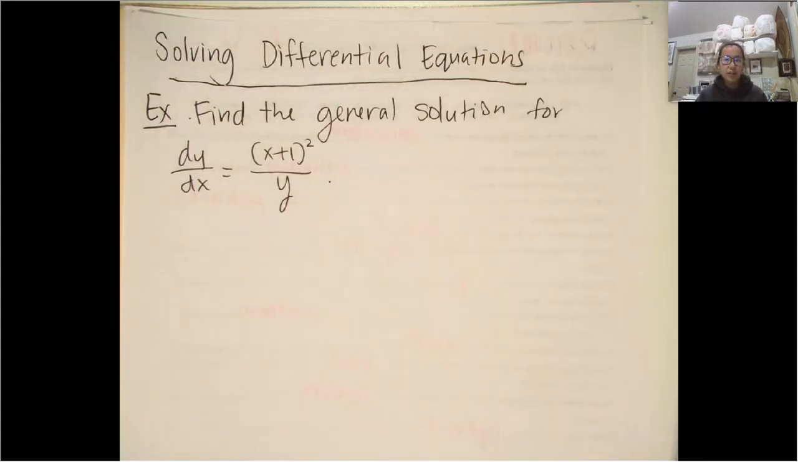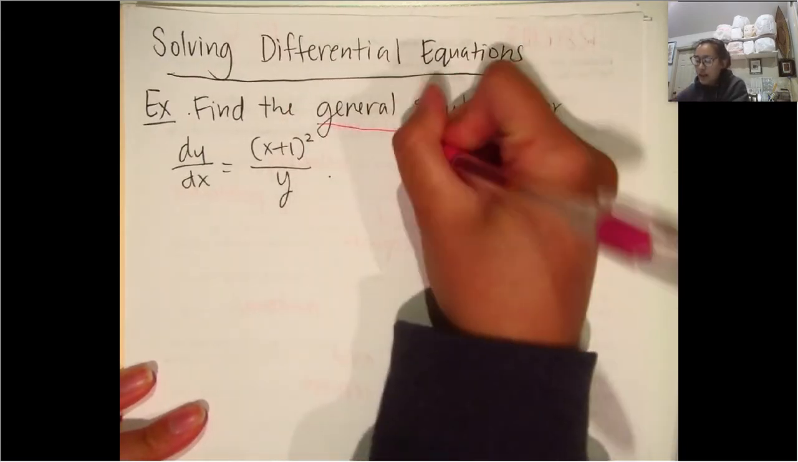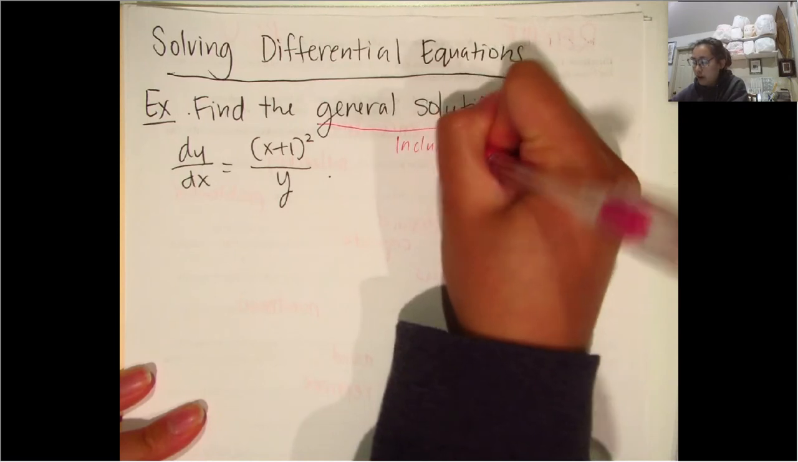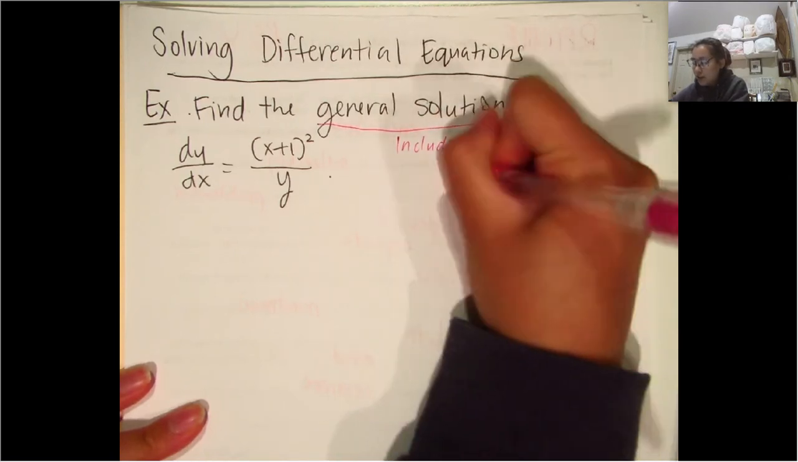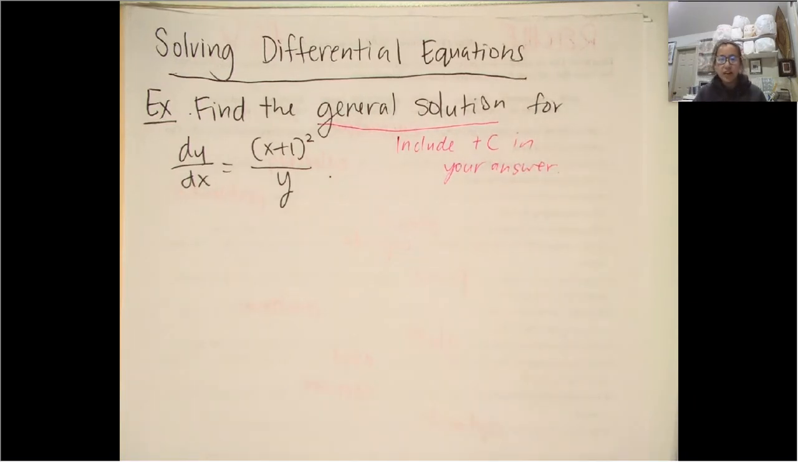Okay, so find the general solution for dy dx equals (x plus 1) squared over y. So when you're looking at this, this is in fact a differential equation because it has dy dx in it. And when it says find the general solution, what you should be hearing is that it means include plus c in your answer. So you can have a c in your answer is basically what this is saying.